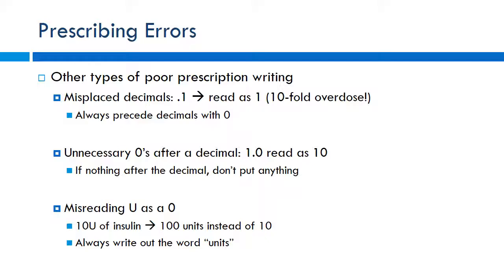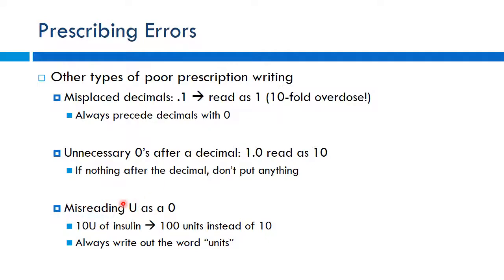Okay, so other kinds of prescribing errors. One thing is misplaced decimals. If you are trying to write something that's 0.1, a lot of times that can be misread as just 1, so you have a tenfold dosing error. So you always want to precede decimal points with a 0 whenever you can. On the flip side, you don't want unnecessary zeros after the decimal. If I were to write 1.0, that can be misread as 10. Not good. So if there's nothing after the decimal, don't put anything. If it's 1.05, you can write that, but 1.0, don't do that.